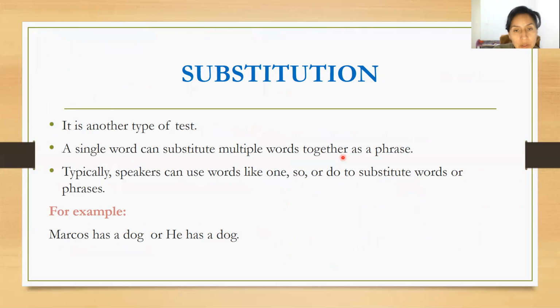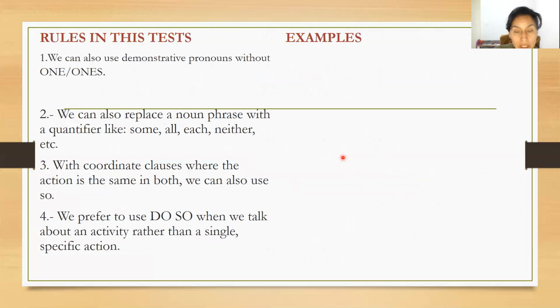Substitution. Substitution is another type of test focused on analyzing that a single word can substitute multiple words together as a phrase. Typically, speakers can use words like one, so, or do to substitute words or phrases. For example, Marcos has a dog. He has a dog. So Marcos is a proper noun and it can be replaced by a personal pronoun. We have some rules to apply substitution, and I'm going to explain them with the following examples.